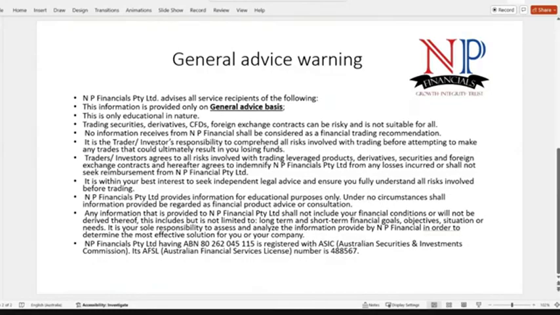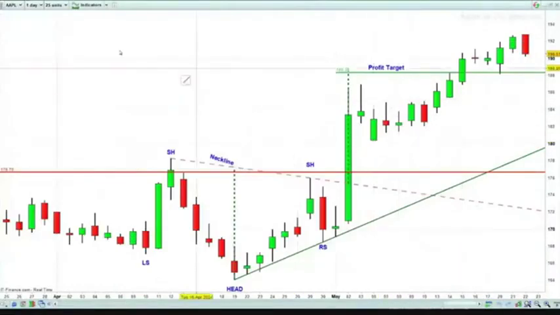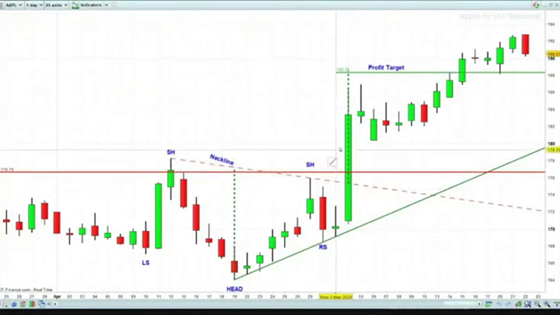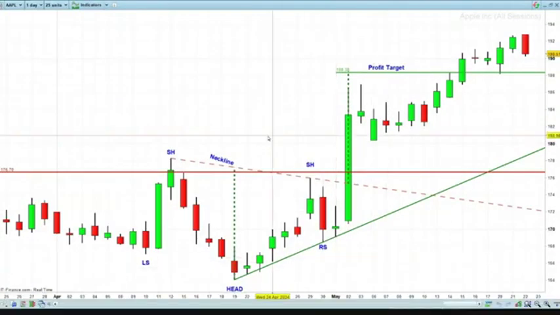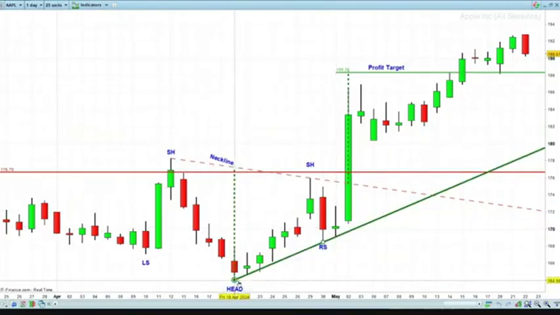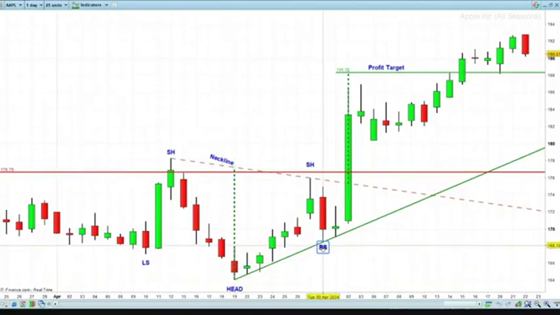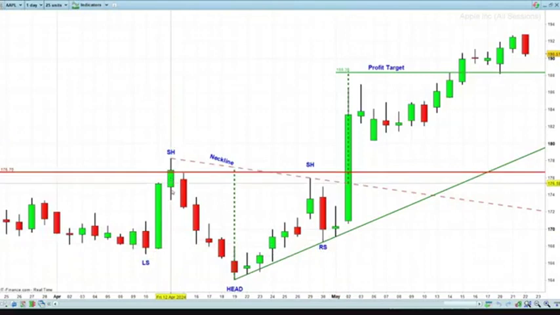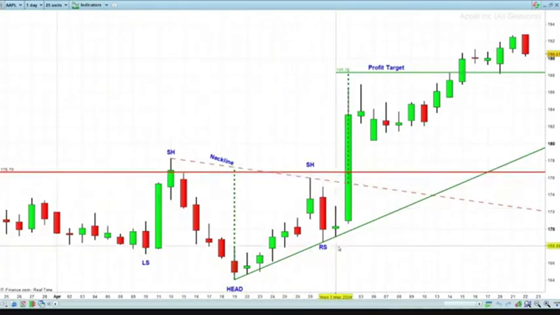All right. Now that we have gone through this, we'll go straight to Apple, the first one. In our previous podcast, we said that Apple was printing a head and shoulder inverse, with the head being printed on 19th of April, right shoulder on the 30th of April, and left shoulder on the 10th of April. The swing high between the head and the left shoulder was printed on the 12th of April, and the swing high between the head and the right shoulder was printed on 19th of April.